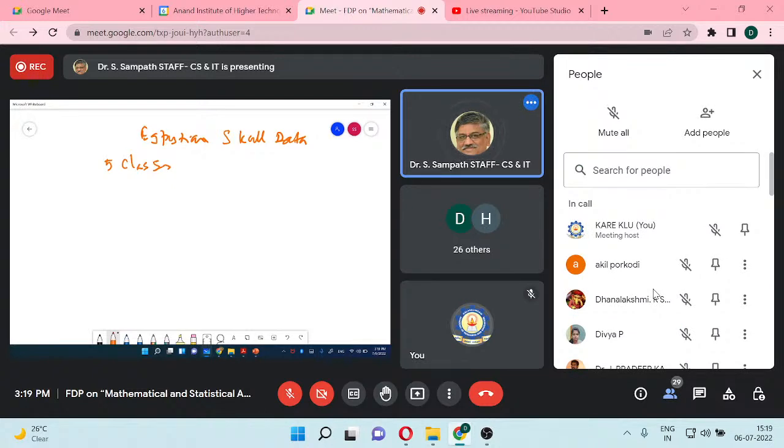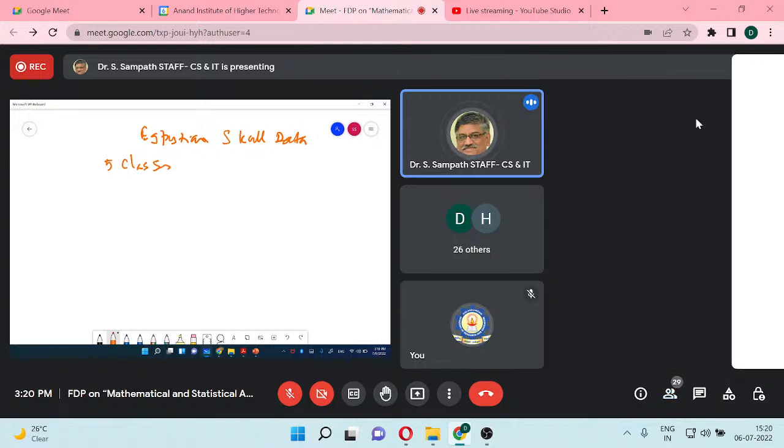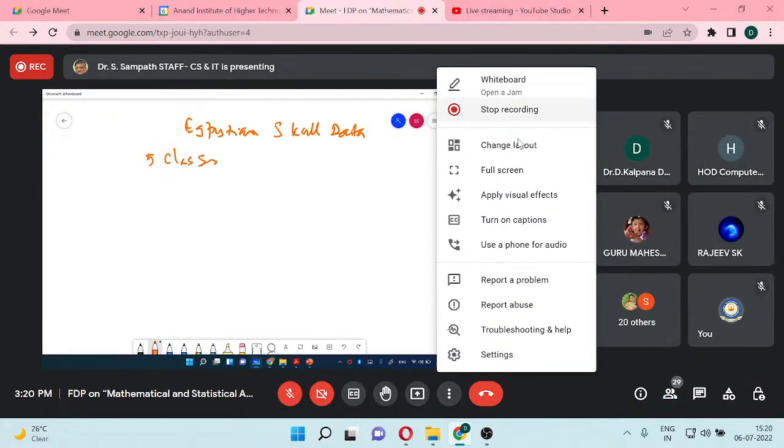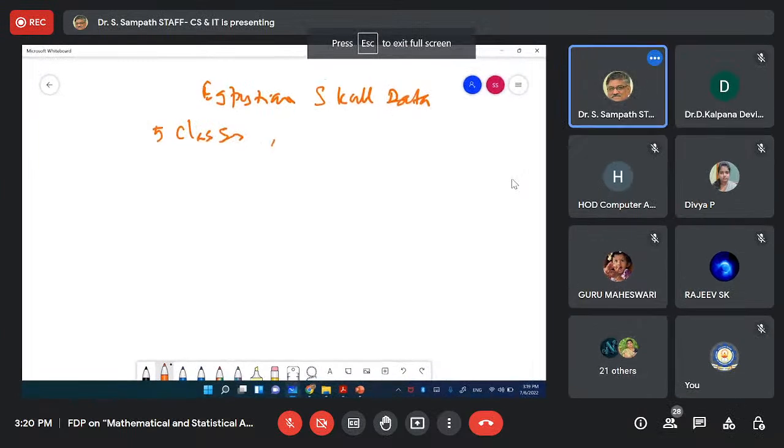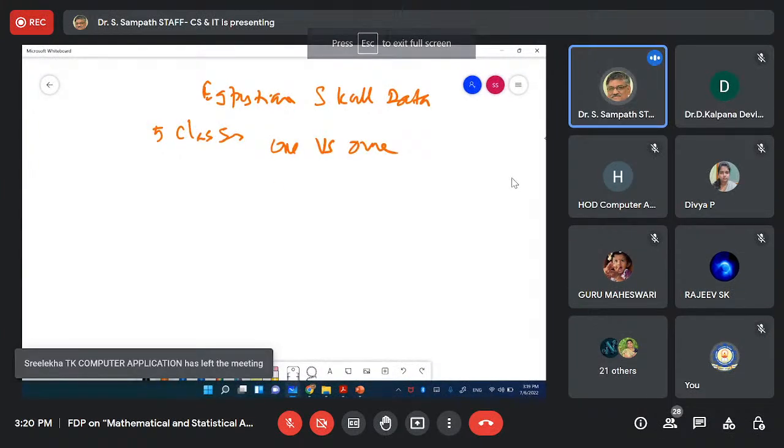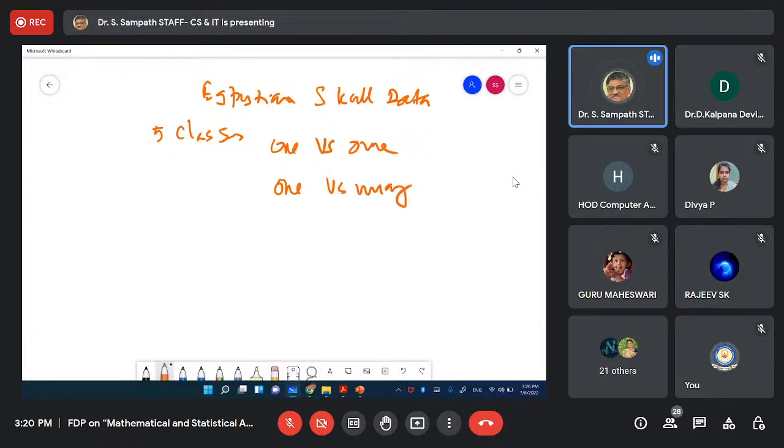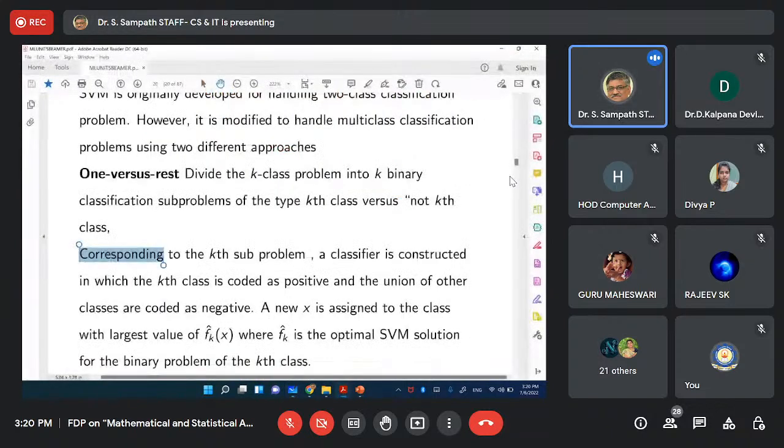You can ask me, all the software is giving the answer, why do you bother with all those things? But really it matters. There are 2 approaches to deal with the multi-class classification problem. One is 1 versus 1, and the other strategy is 1 versus many, that is, 1 versus the rest. Understood? 1 versus rest is written as 1 versus many.